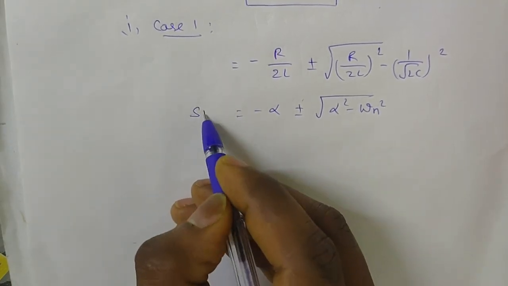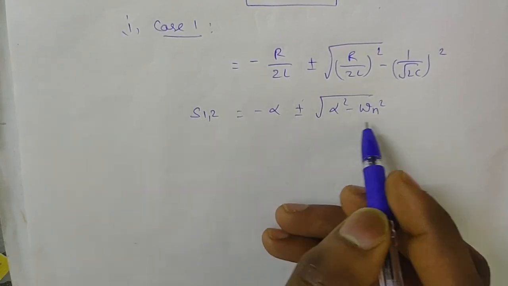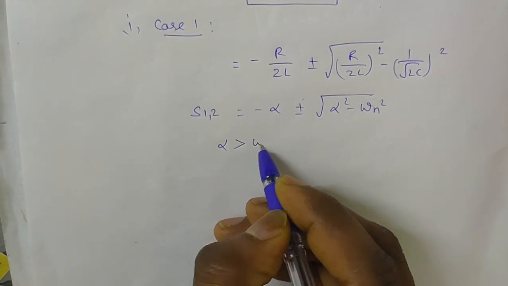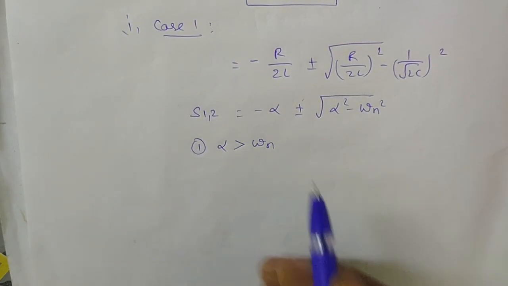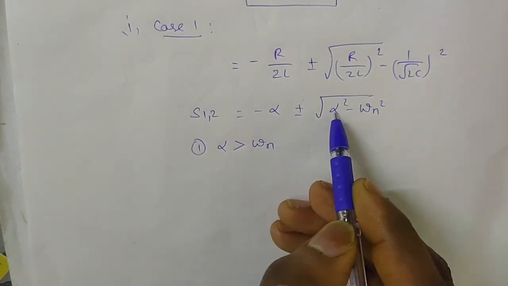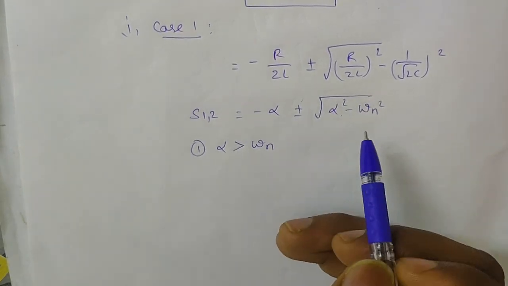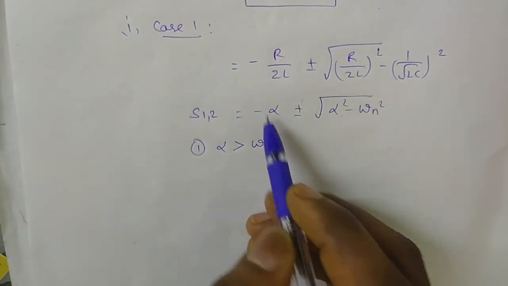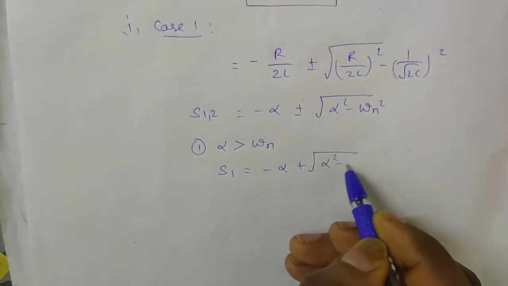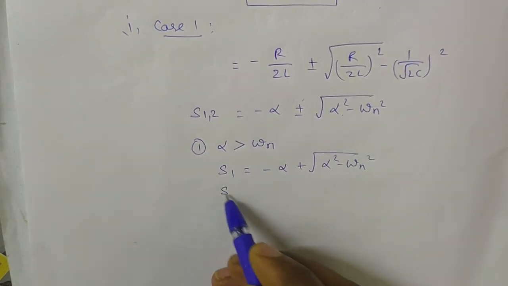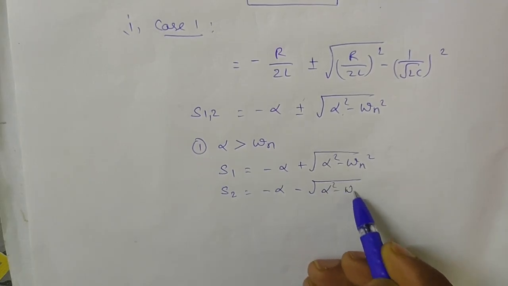These are the roots S1 and S2, the first root and second root. If alpha is greater than omega n, this is the first condition, then it will all be real values. So overall the S1 root will be minus alpha plus under root of alpha square minus omega n whole square. S2 root will be minus alpha minus under root of alpha square minus omega n whole square.